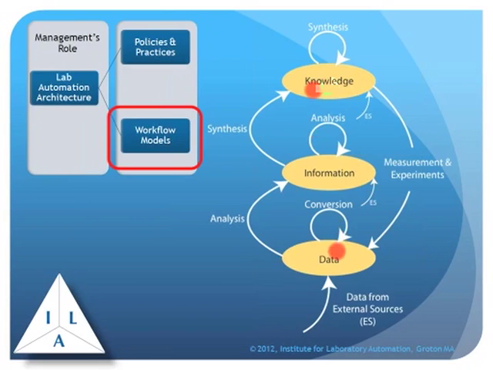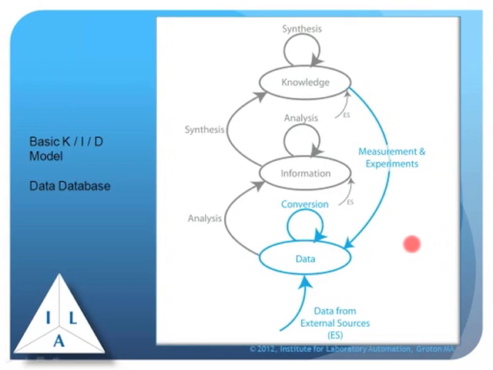Each one of the ovals is a database. The arrows represent processes that take information from one database, operate on it, and then store whatever came out of it into another database. And this, for example, this arrow is the measurement experiments process. One of the things we talked about earlier is that our definition of laboratory automation is that you automate processes, not instruments, and this is where this process arrow comes from.